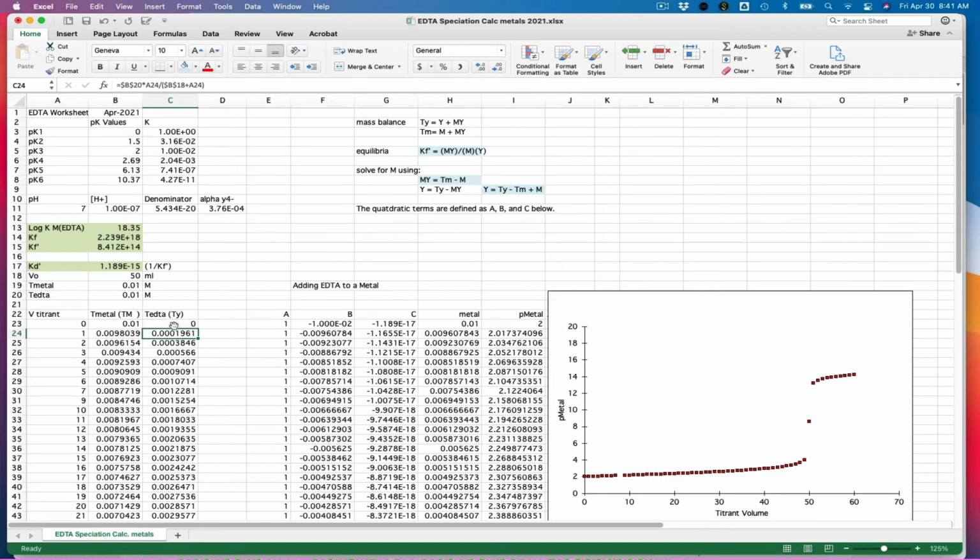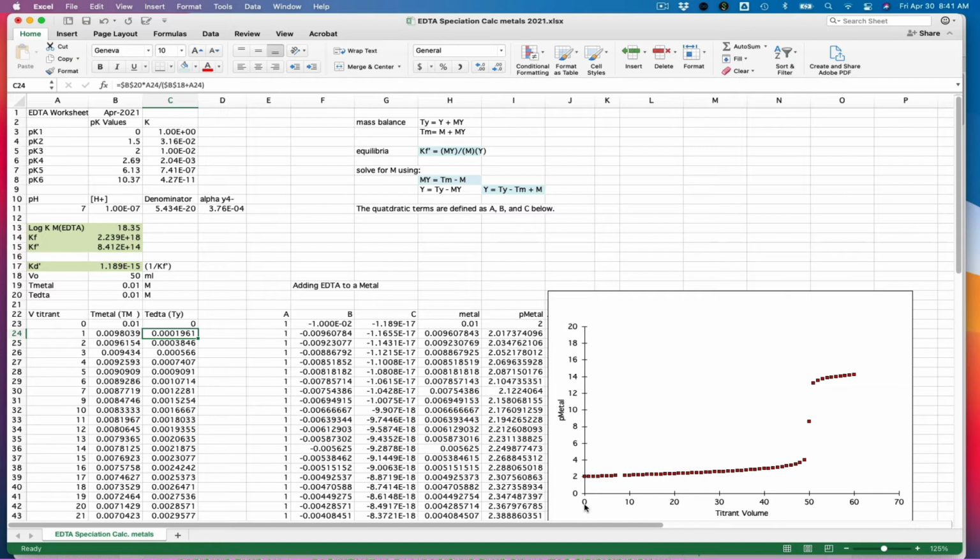So I now have estimates for total metal moving forward in a titration scheme. I have a concentration of total EDTA moving forward. I have my A term, my B term, my C term. That allows me to calculate metal. That allows me to calculate P metal. And now I come over to my graph. You notice the y-axis here is P metal. The titrant volume is on the X.